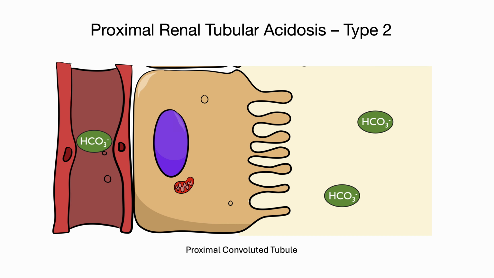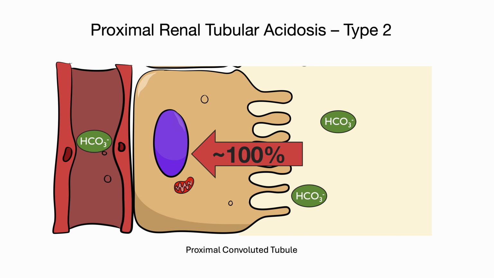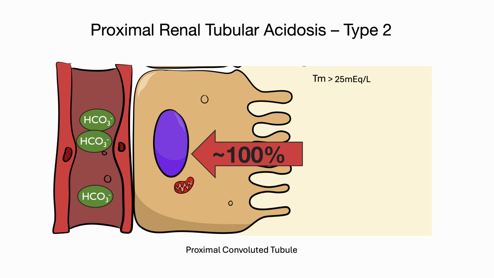At a steady state level, the proximal tubule can reabsorb 100% of filtered bicarbonate until a certain plasma concentration. This threshold is known as the tubular maxima, or Tm. Normal Tm for bicarbonate is 25 milliequivalents per liter. In proximal RTAs, there is a defect in bicarbonate reabsorption that lowers the Tm of bicarbonate. If the plasma bicarbonate concentration is higher than the Tm, the remaining bicarbonate cannot be reabsorbed and will be excreted in the urine.